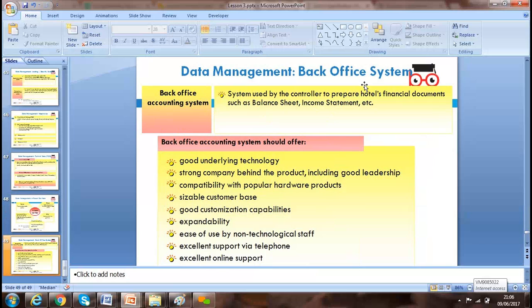So we need to look at good underlying technology, a strong company behind the product, and good leadership. All these things are the key points we really need to address.